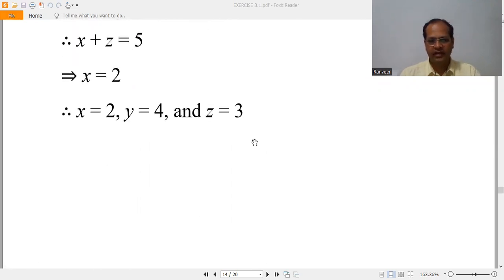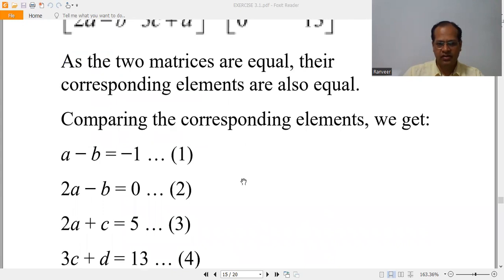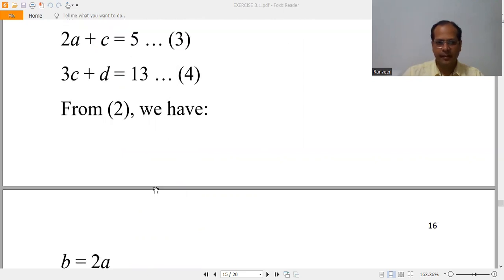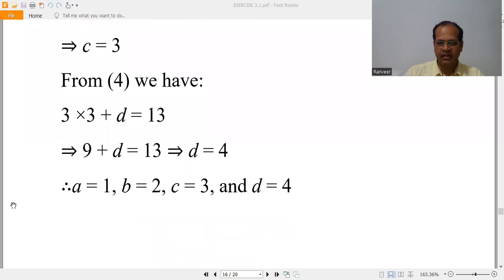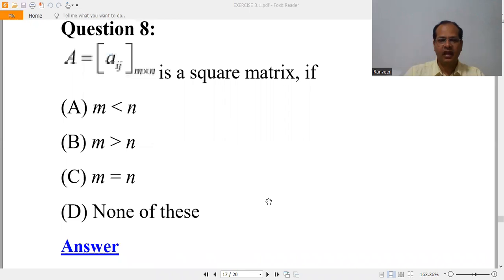Corresponding value of x we can find out. This is all are similar type of question. a minus b, just we have to equate and solve. a minus b, 2a minus b, this value just we have to solve and get the answer. So this is the easiest. So just you can solve and match the answer. This is the answer. A1, B2, C3, D4. Aij m is to n is a square matrix if this is the square matrix. This is only possible when m equal to n.